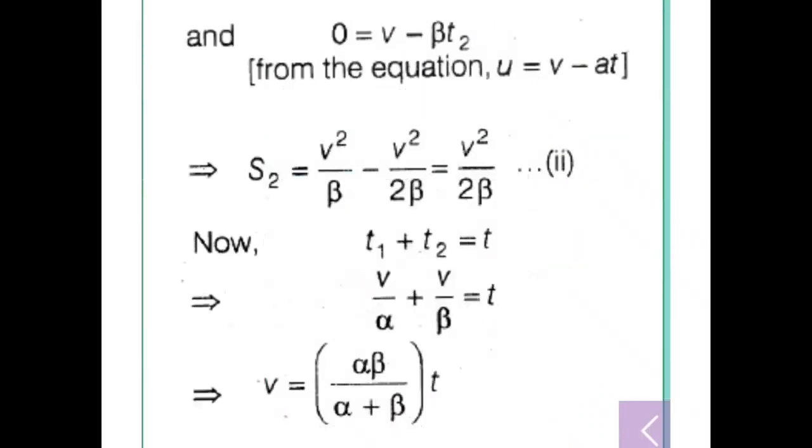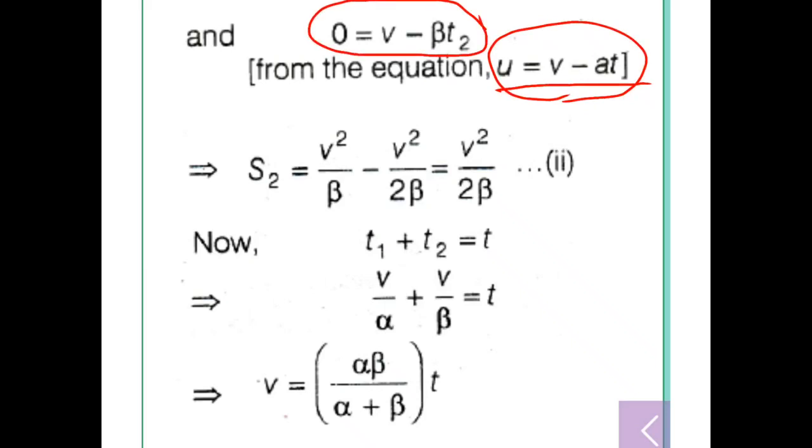Here, from v is equal to u plus at, otherwise we can write u is equal to v minus at, both are the same. So here we get 0 is equal to v minus beta t2. So s2 is equal to v square by beta minus v square by 2 beta. So the net answer is v square by 2 beta.